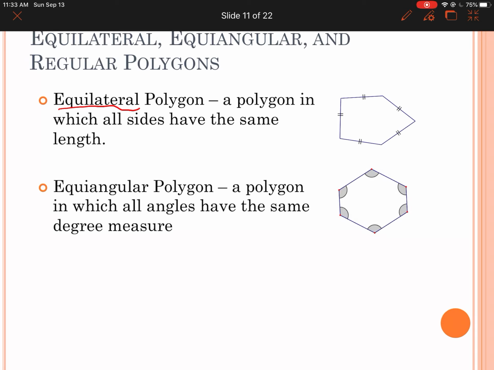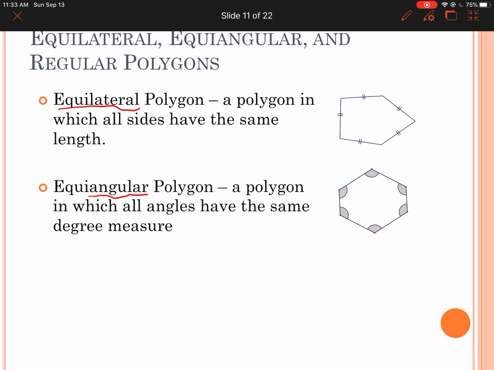Next is equiangular, and you see the word angle in there. That means all the angles are congruent. And that's how we mark angles congruent, and that would be an equiangular hexagon. And then the last one, the regular polygons.